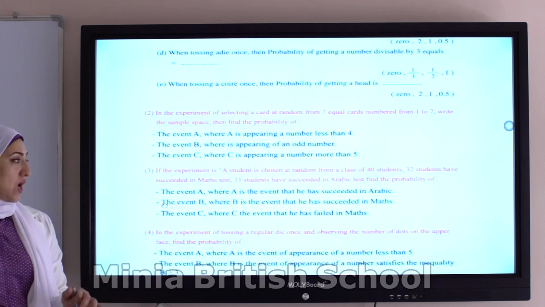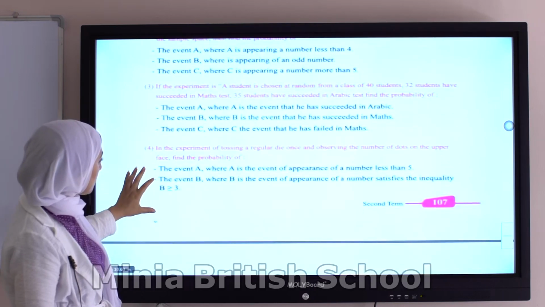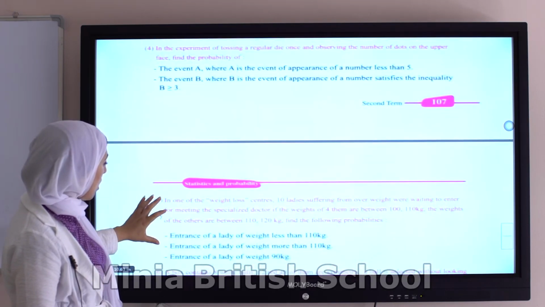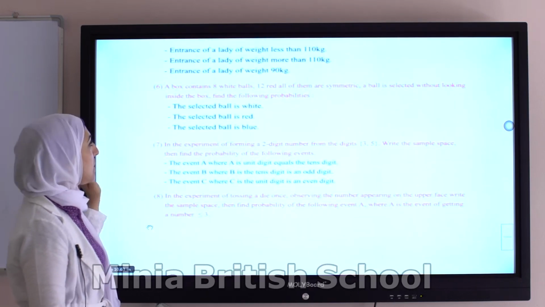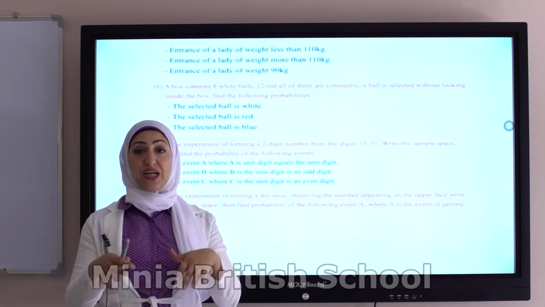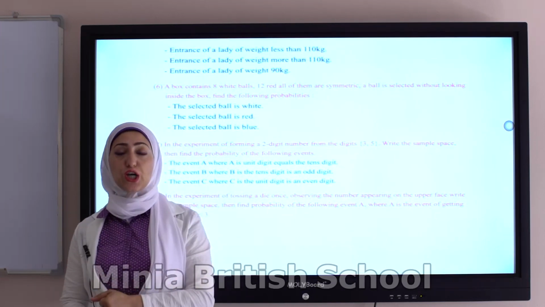Is it clear? Here, all the experiments are the same idea. Okay? So, please practice more, solve the exercises in your book.